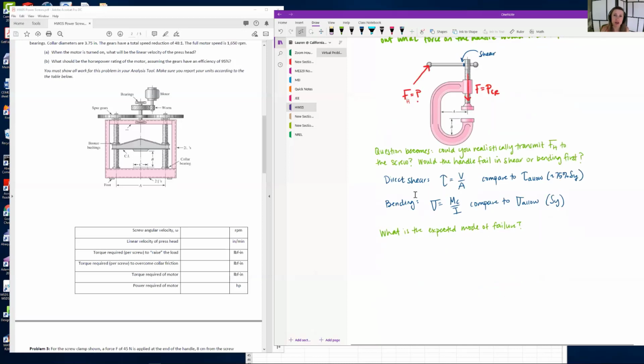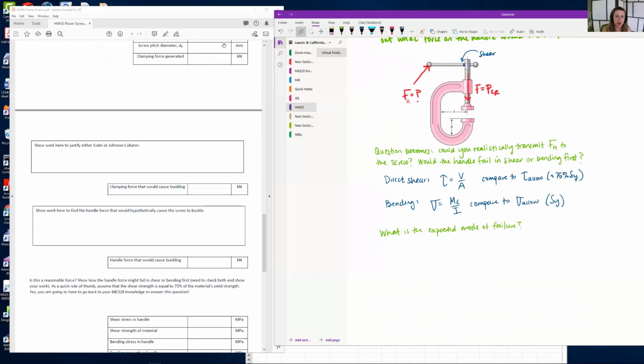So our formula for direct shear, tau equals V over A, and you're going to compare to tau allow. And as a quick rule of thumb, you can use 75% of the yield strength as your allowable shear stress for this ductile material. And then again, when calculating A, I would use the pitch diameter. And then for bending, sigma equals MC over I. And you're going to compare to sigma allow. In this case, you have a ductile material, so your sigma allow would be SY. And then what is the expected mode of failure?